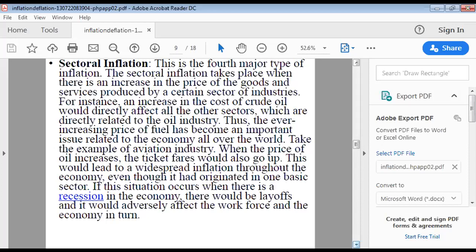Thus, the ever increasing price of fuel has become an important issue related to the economy all over the world. In fact, Nigeria is a very distinct example. Take the example of the aviation industry. When the price of oil increases, the ticket fares will also go up. Yes, this will lead to a widespread inflation throughout the economy, even though it had originated in one basic sector. If this situation occurs when there is a recession in the economy, there will be layoffs and it will adversely affect the workforce and the economy in turn.